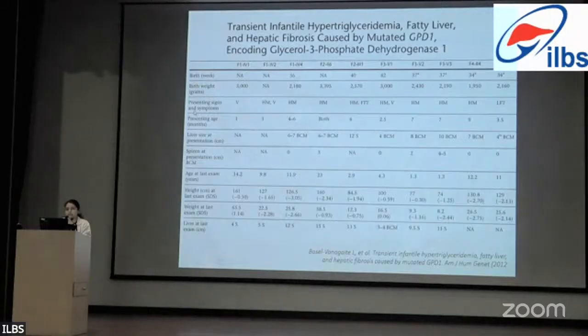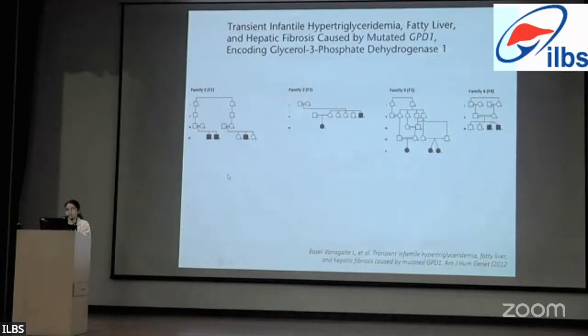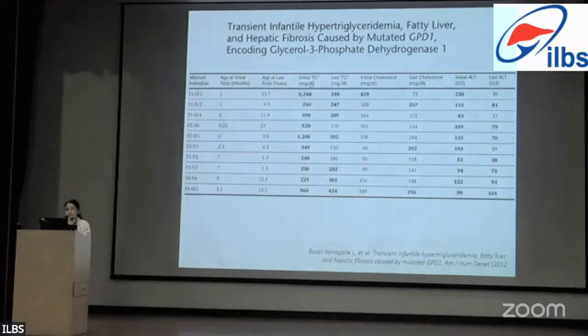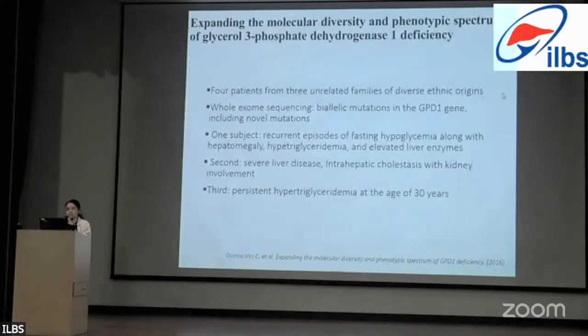As we can see, all of them had their presentation during infancy. Most of them had hepatomegaly, which was the consistent finding. Some patients had splenomegaly as well. And on long-term follow-up, we can see that their triglyceride levels, which were initially elevated, ranging from 200 to 6,000, mostly improved. And their liver enzymes also mostly improved on the last follow-up. But there were further reports which showed that this was not always the case.